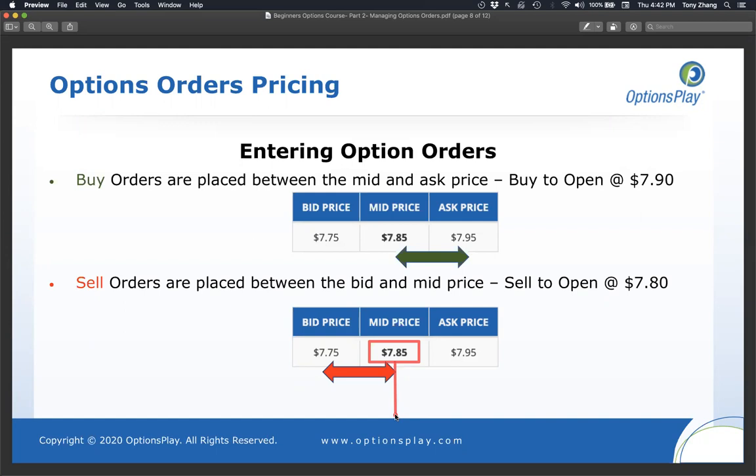So that's why you always want to start your orders at the midpoint and move a little bit lower, maybe $7.83, $7.82.